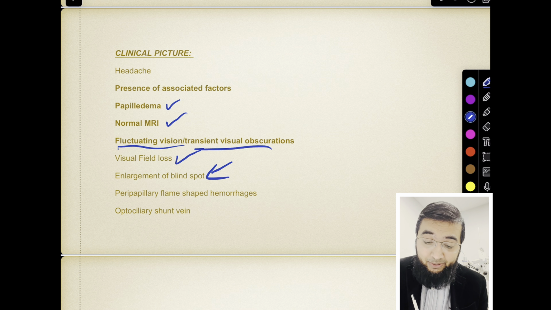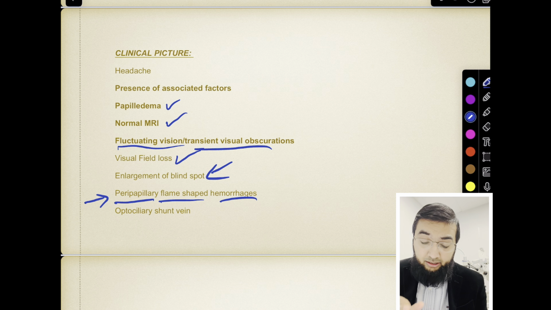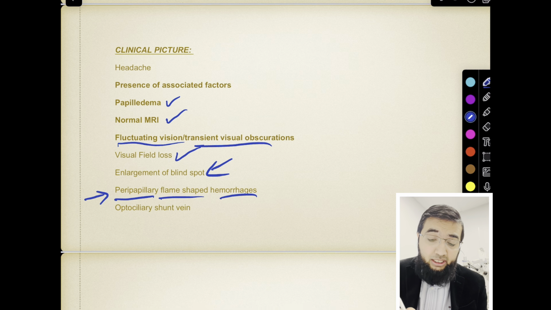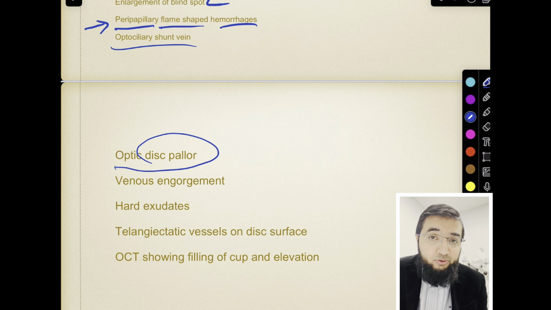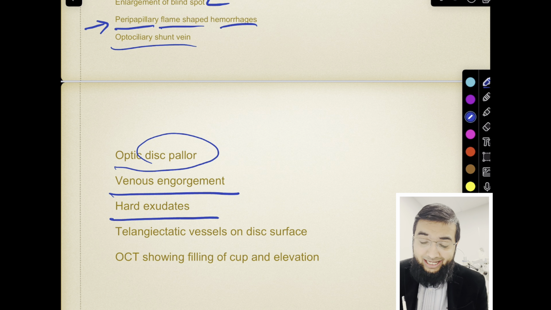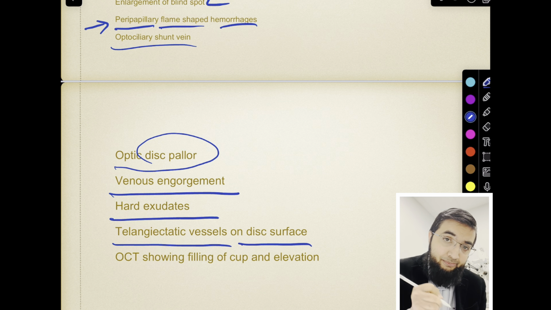Flame-shaped peripapillary hemorrhages. When this patient came the second time, I told you that this patient has bleeding going on near the nerve. Peripapillary hemorrhage means that yes, there is some bleeding going on near the nerve margins, in the nerve periphery, somewhere in that nerve area. An optociliary shunt vein could be seen sometimes. The nerve could sometimes be just pallor, a pale nerve. So you need to look at it very carefully. Venous engorgement, hard exudates could be seen. Telangiectatic vessels on the disc surface, sometimes you see those.